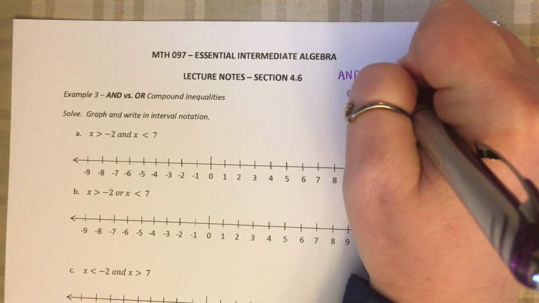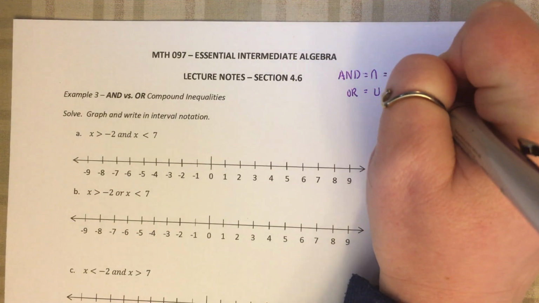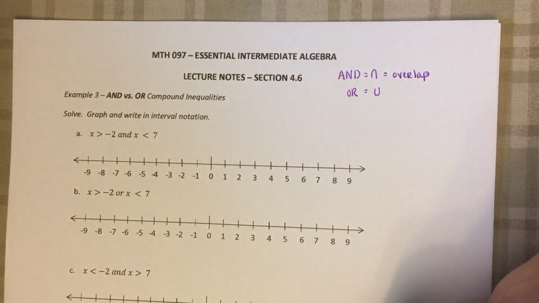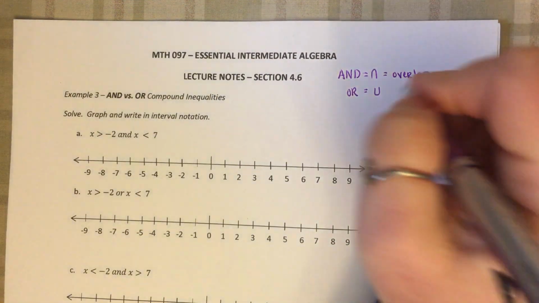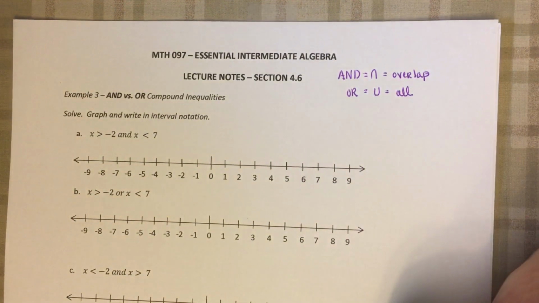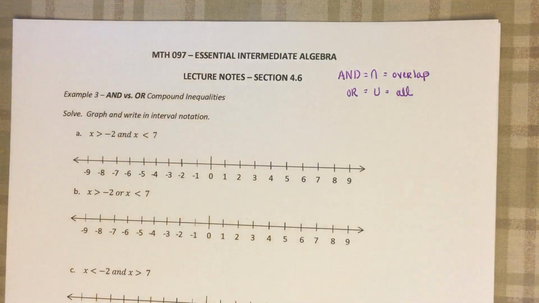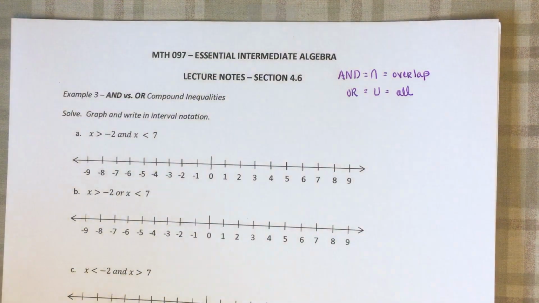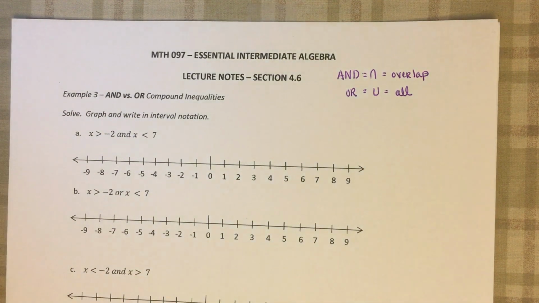Our intersection, remember, is where our sets overlap. So in this case, it's going to be where our inequalities overlap. And our union is everything and anything that's included. So our union is all. It's either or both. So we're going to use this idea to compare some different inequality statements as we go through using the words and or. All right, so let's look at this first one.